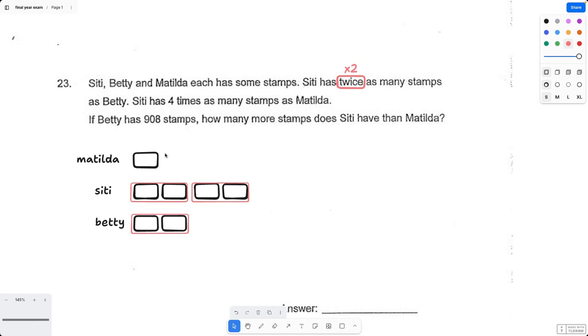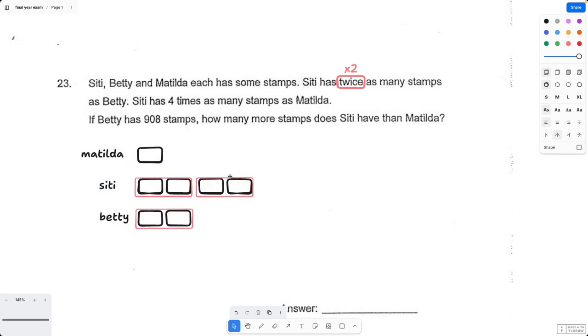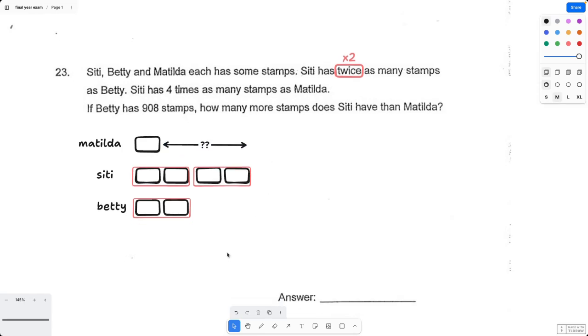All right, so now we know this. Now we know that if Betty has 908 stamps, how many more stamps does CT have than Matilda? So the question asks for how many more, right? Not how many someone has, right? Which in this case is this. Okay, so we are looking for this, right? So Betty over here has 908 stamps. Okay, so 908 stamps is this.